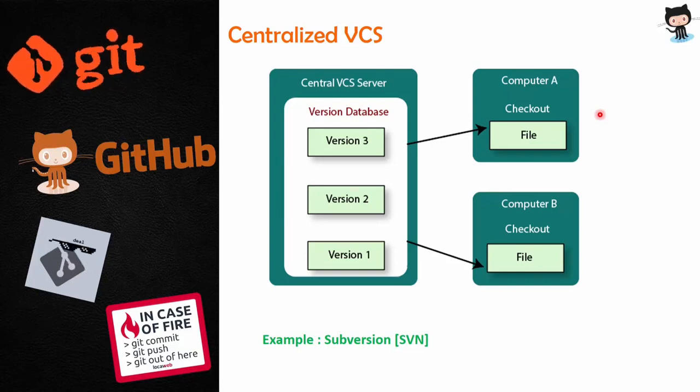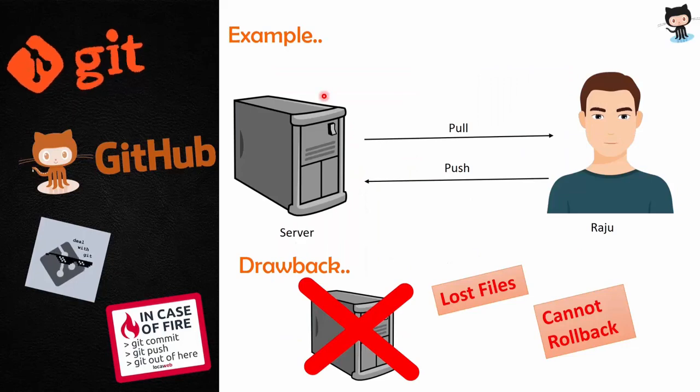Now here in the centralized version control system, we have a central VCS server. So basically we have a server and client relationship over here. So the server is the master repository, and basically what I mean is that the project is on our server. For example, if Raju wants to work on a project, he will pull the project files from the server, and once the work is done, he will push those files into the server.